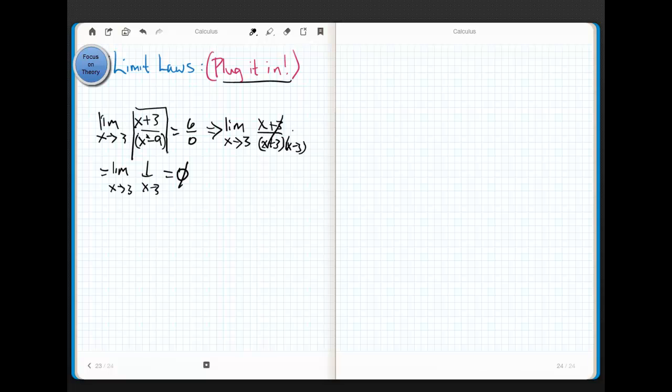The limit as x approaches 3 of x plus 3 over x squared minus 9 doesn't exist at x equals 3. Remember, these limits are equal, but these quantities are not. Algebraic cancellation produces holes. It just so happens that I didn't get the right hole in the right place.